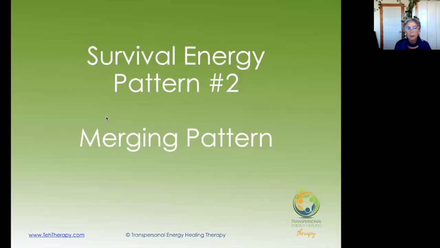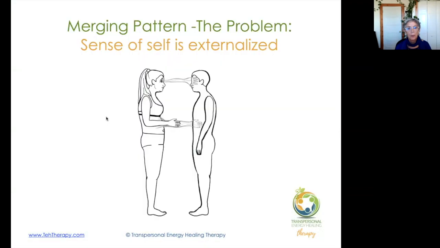This is the merging pattern, the number 2 of the 5. So the merging pattern, the sense of self is externalized. So my sense of self, I want to connect to you so that I can feel whole and full inside myself, because they really don't know what it feels like to feel full inside themselves, because that bonding, that feeling of fullness never got programmed in completely with their parents, their original family of origin. Let's go to the next slide.